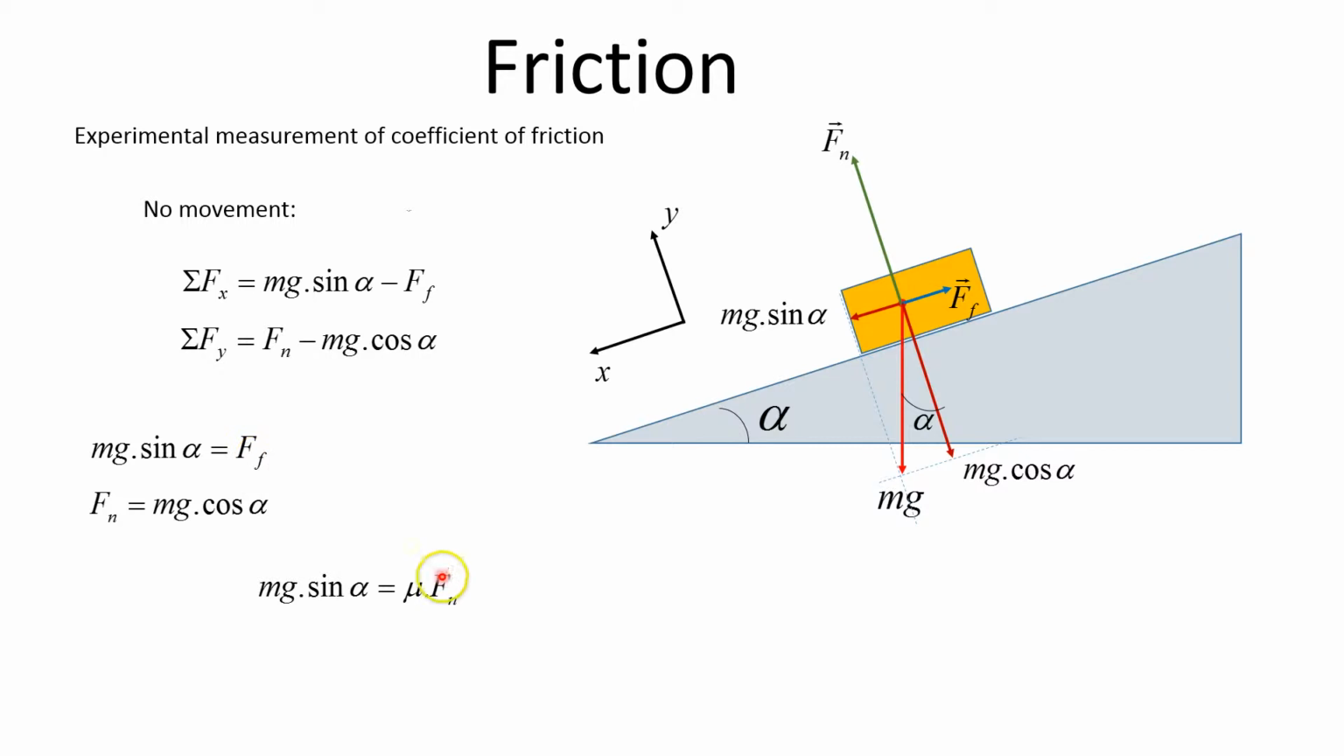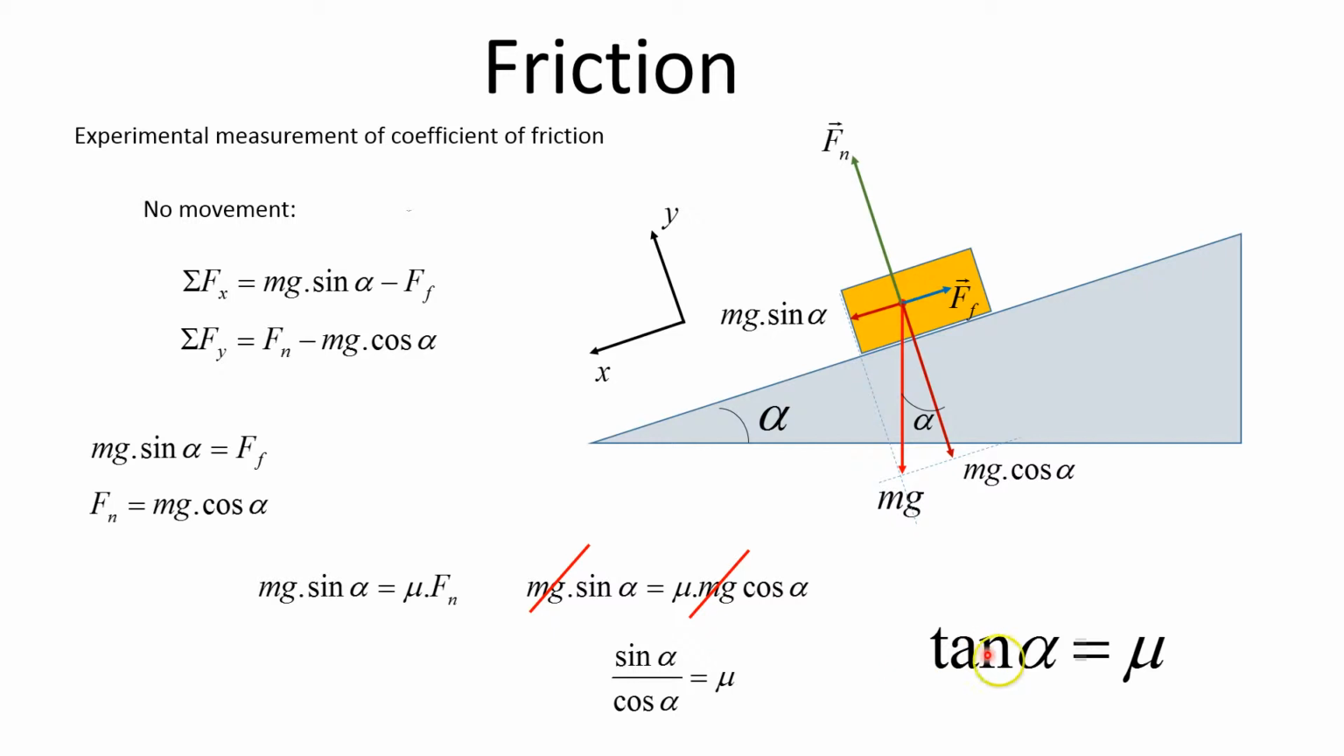Which means that mg sine alpha, which is the frictional force, equals the coefficient of friction, which we will call mu from now on, Greek letter mu, times the normal force, and the normal force we have here is mg cosine alpha. So we replace Fn with mg cosine alpha. Now we can eliminate mg, and we are left with sine alpha divided by cosine alpha is mu, which means that tangent alpha is mu.